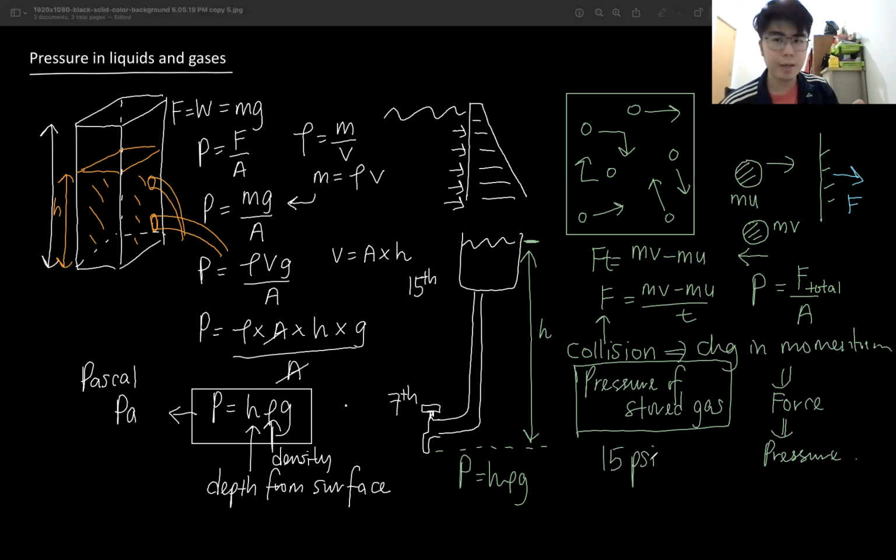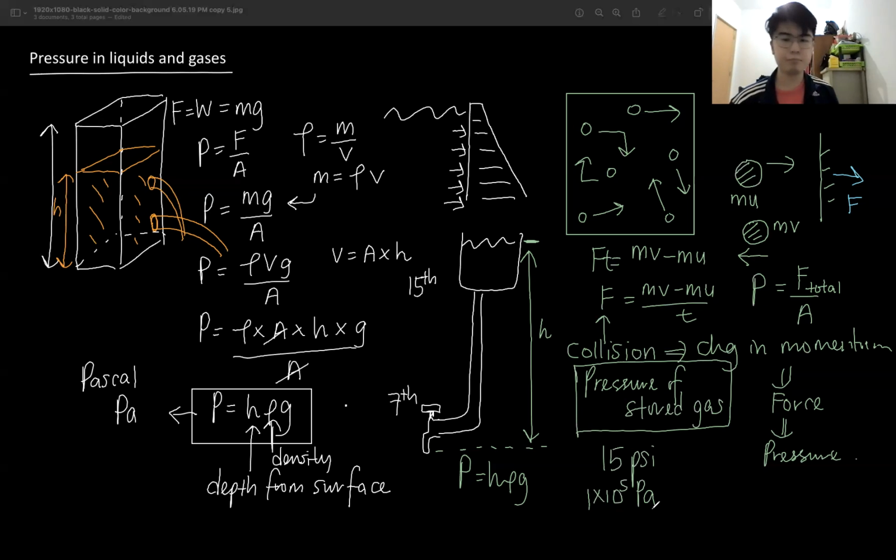Sometimes you see many different units. One unit is psi, pounds per square inch. What else do you have? You have 1 times 10 to the power 5 Pascal, which is also the atmospheric pressure. This is the value that you need to remember. In the exam, you need to remember it. So 15 psi is the pressure of the atmosphere.